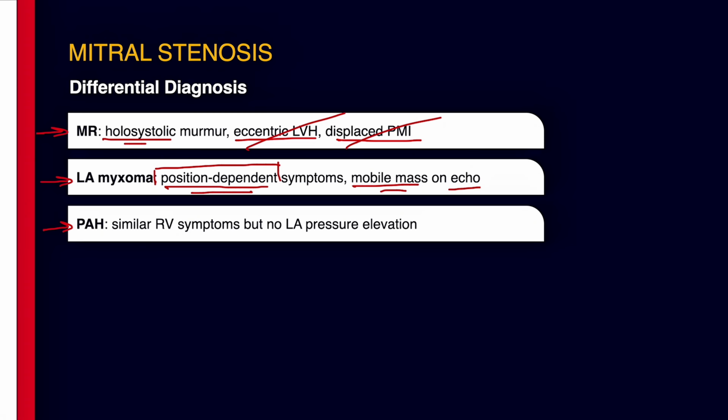Pulmonary arterial hypertension can cause dyspnea, fatigue, signs of right-sided heart failure, just like mitral stenosis. But here's how you can tell them apart. In pulmonary arterial hypertension, there is no elevation in left atrial pressure, and the mitral valve is normal. Also, pulmonary arterial hypertension patients won't have a diastolic murmur, and the echo will show high pulmonary pressures without valve obstruction or abnormalities, okay?